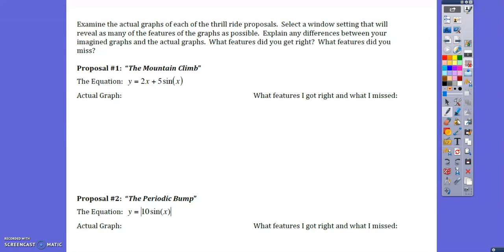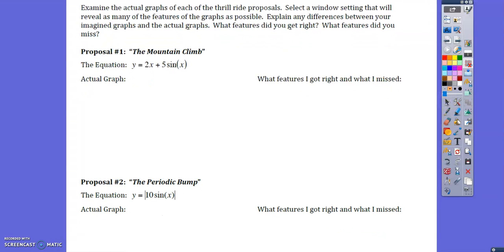Alright, so what we're going to be doing in this video is using Desmos to help us examine the actual graphs of each of the thrill ride proposals. We have our estimates, and I should have estimated the two I didn't demonstrate for you, and even that third one, which I told you I didn't think was correct.